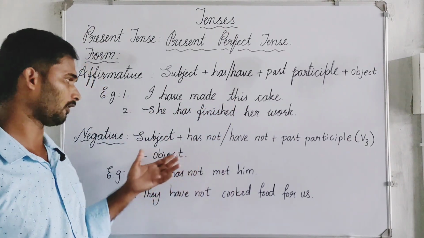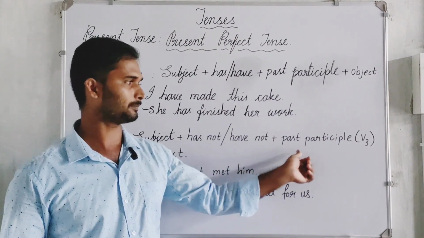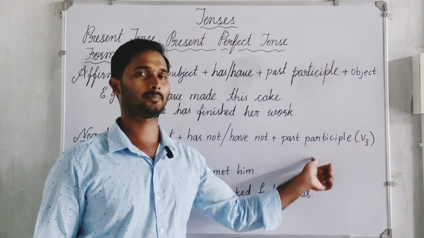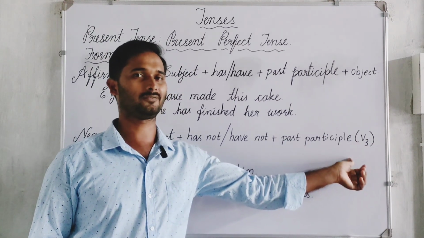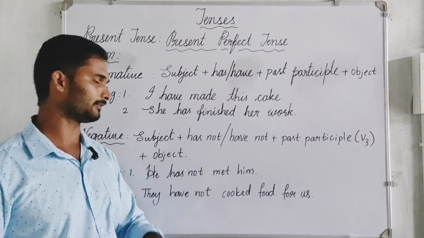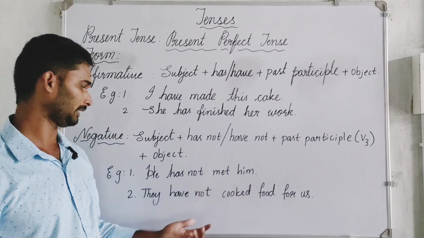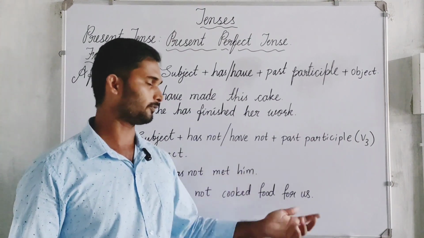Let's learn the negative form. The syntax is subject plus has not or have not plus past participle. Past participle is nothing but the V3 form, verb 3 form. Plus object. At the end of that, a full stop is added. Here are a few examples. He has not met him. They have not cooked food for us.